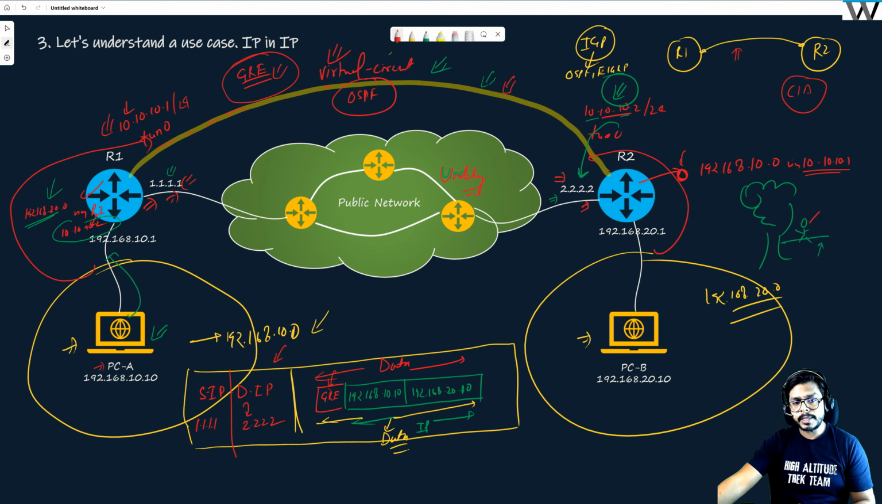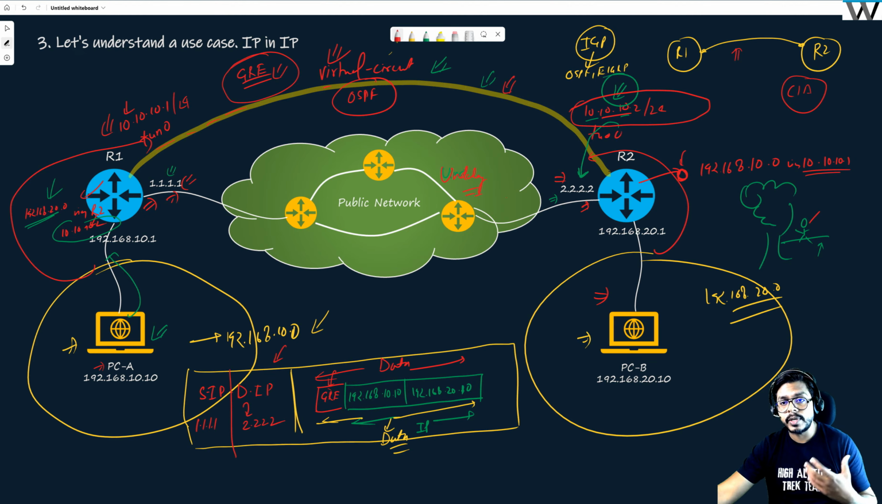Then you are going to say, wait a minute, Vishnu. You have the route which says that if you want to reach PCB, you need to go to 10.10.10.2, and you are sending the packet to 2.2.2.2. What is 10.10.10.2? It is a virtual IP address, it is nothing. But you know that it is configured on 2.2.2.2.